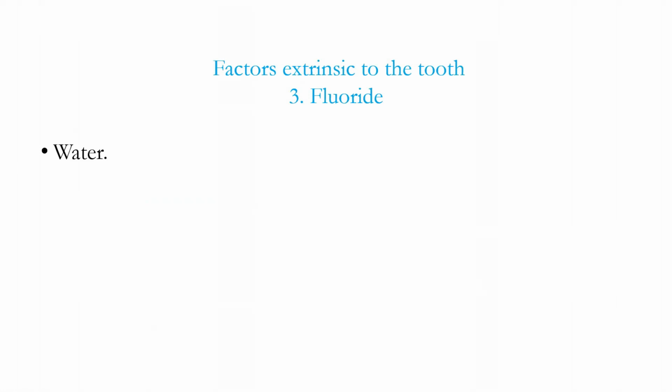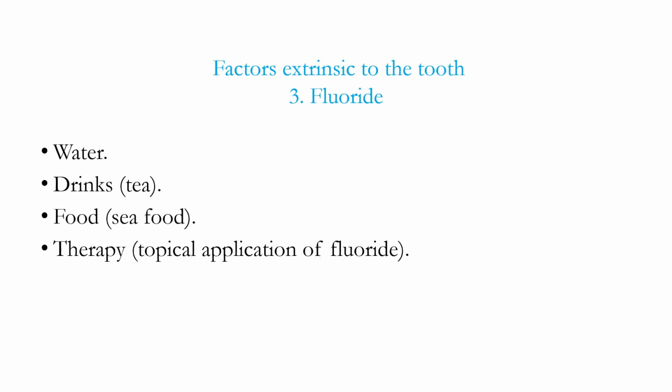Fluoride can be supplied by the community water supply in countries where people drink tap water, and by drinks like tea where fluoride is present, and seafood like salmon is very rich in fluoride.